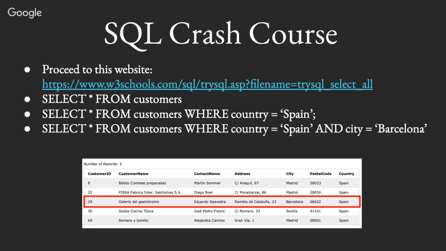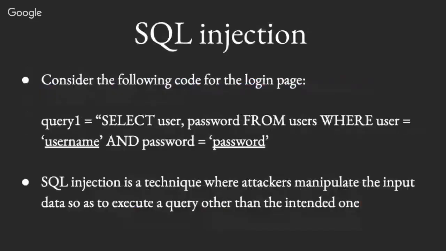Okay, so moving on. SQL has a very common vulnerability called SQL injection. Consider the following code for a login page. SELECT user, password FROM users. So this is selecting the user and password columns from the users table, where the username is equal to, for example, Sally, and password is password. SQL injection is actually a technique where attackers manipulate the input data, which is usually found in your form, so as to execute a query other than the intended one.